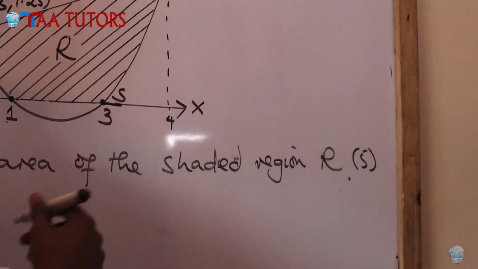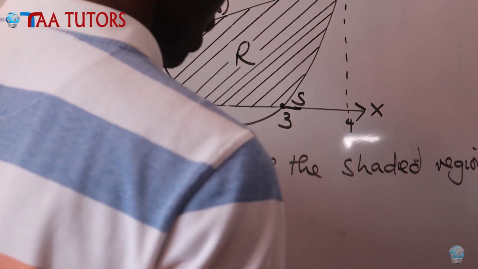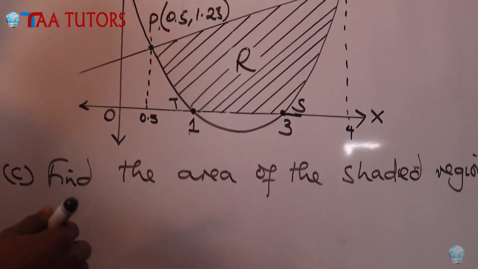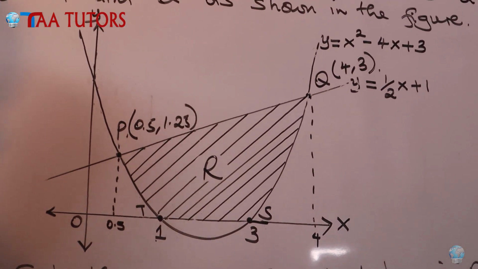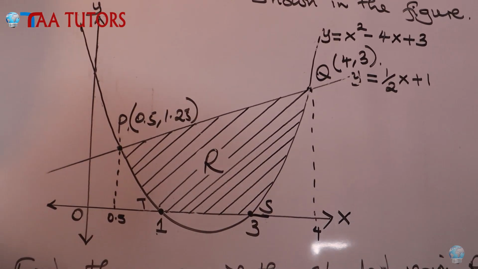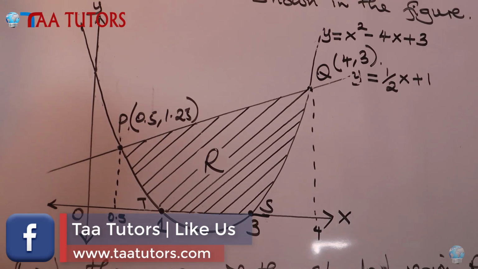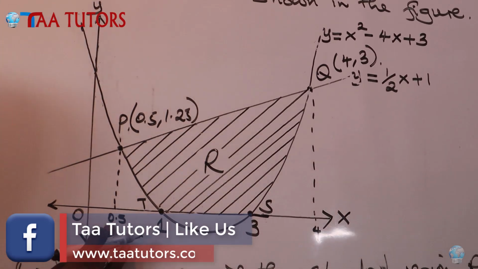Part A 3, part B 2. So let us see what this is going to give us. Let us understand this diagram here. This is a region here.